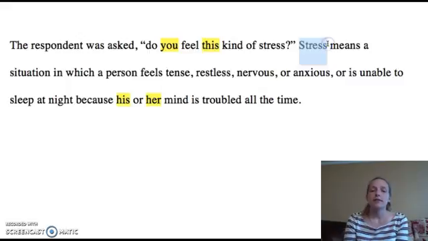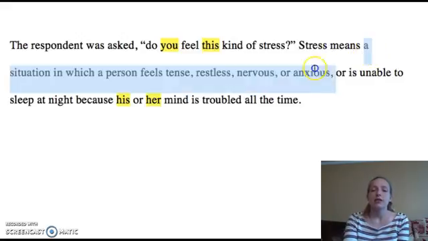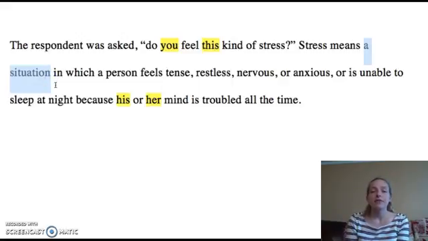Stress. Stress is a noun, and stress is singular, but stress is definitely not alive, so it will not fit into his or her. So stress means a situation. Again, we have a noun, and it's singular, but it's definitely not alive. So again, let's skip over that noun.